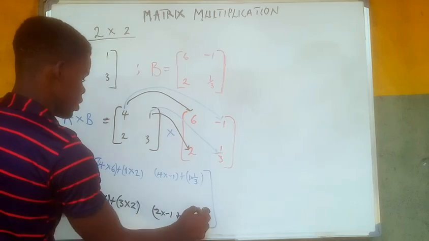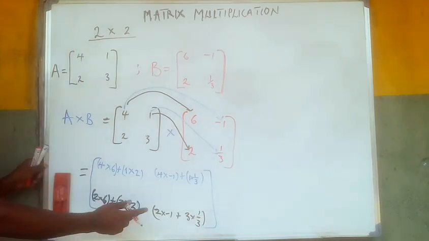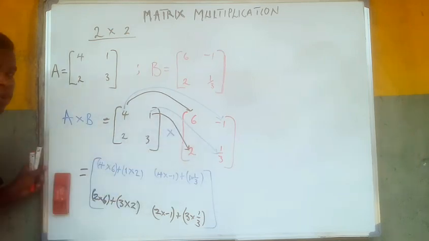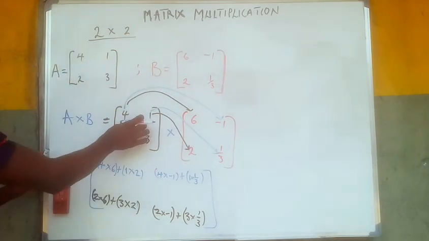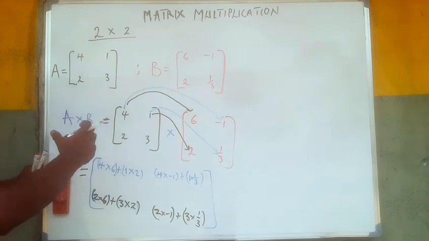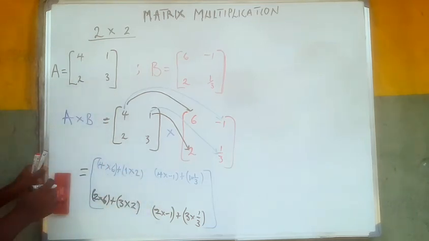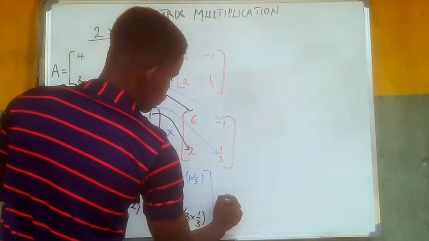So our new matrix is completed. From the look of things, we can still observe that the new matrix is still going to be 2 by 2. You multiply a 2 by 2 matrix with another 2 by 2 matrix, the resulting matrix should also be a 2 by 2 matrix. The resulting matrix here is just A cross B. So we are going to solve this out.